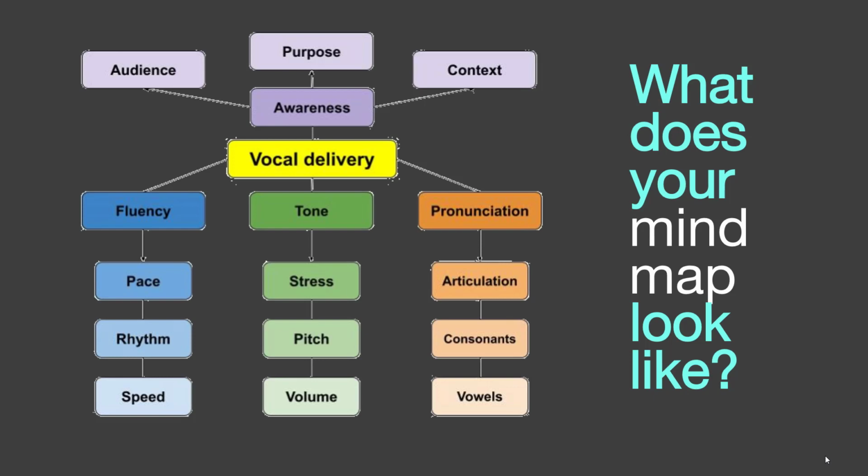In this case, they can be separated out, not necessarily joined in a chain, but they can be joined separately to fluency. For tone, you have stress, pitch, and volume. Same rules apply, you can join them all straight to tone. And you have pronunciation, from articulation, consonants, and vowels. They all form under articulation and pronunciation. If your mind map seems incomplete, this will be a very good time to pause and complete it. Once you're ready, we shall proceed to the next component.